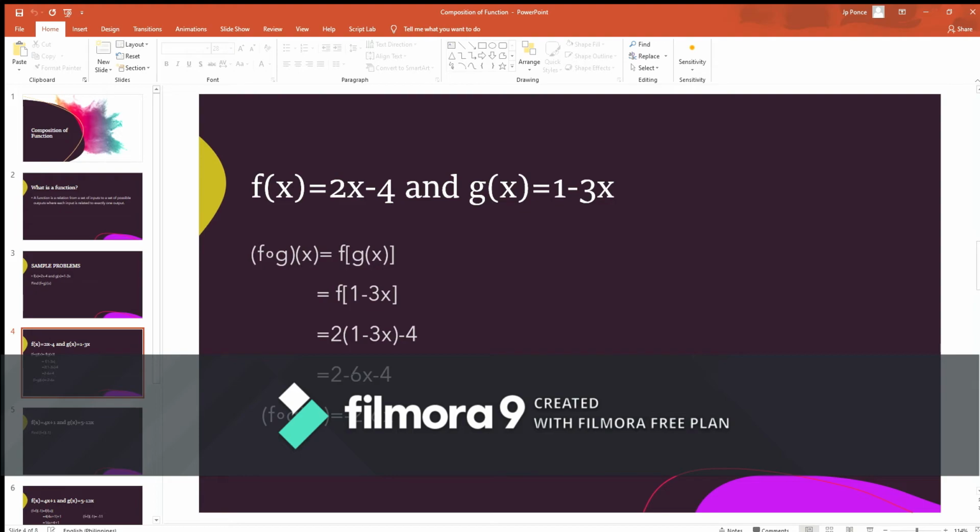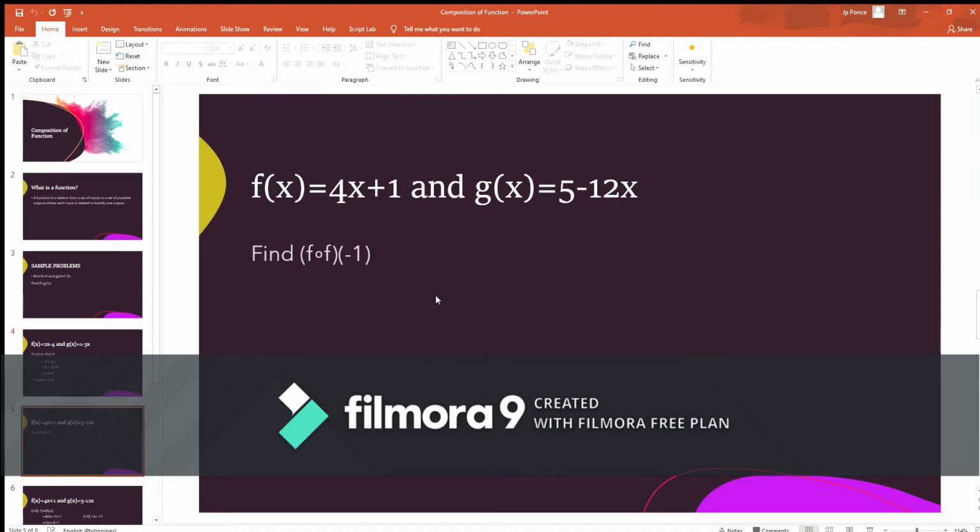Now from here on out, it's just really simple. All you have to do is combine like terms. 2 minus 4. So your final answer will become f of g of x is equal to negative 2 minus 6x. Now let's move on to the next problem.